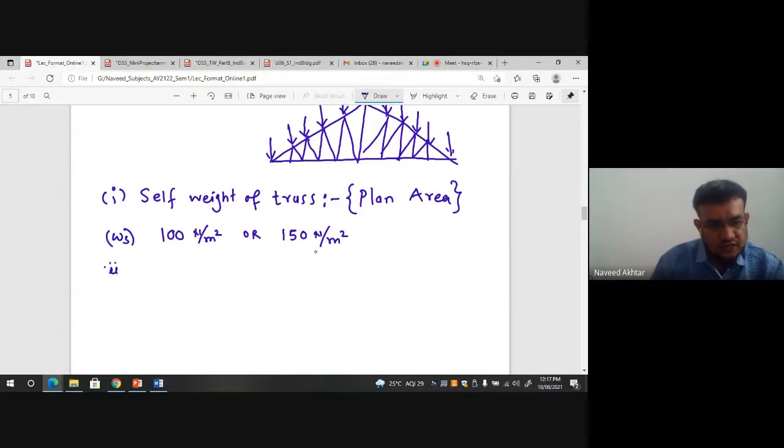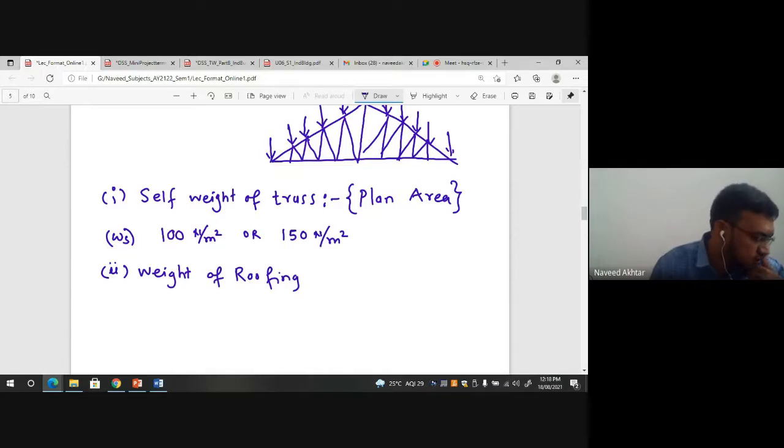Now second, if you go for the weight of roofing material, this is also dead load on the member of the truss. So the dead load of roofing material is denoted by WR.